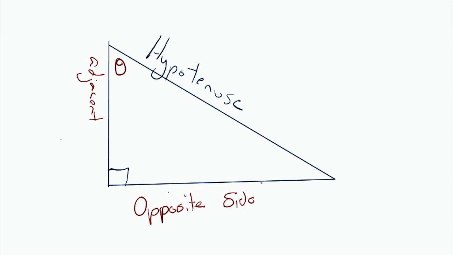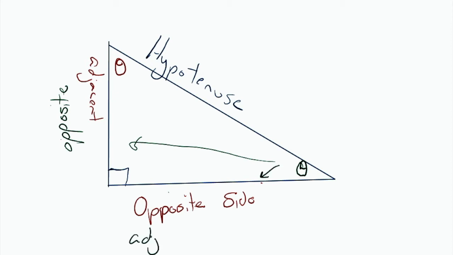Now, of course, all this is different if we're actually dealing with this angle down here. If we're dealing with this green angle down here, then this side is the opposite. And this side here is the adjacent.